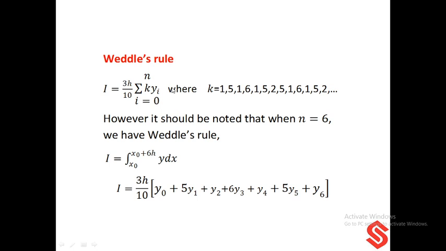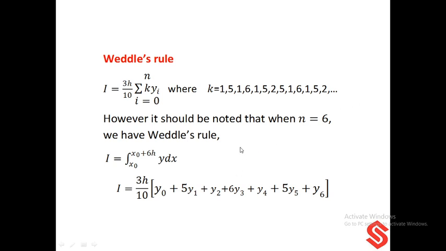Next we have Weddle's rule, that is given by I is equal to 3h by 10 summation i is equal to 0 to n of k i y i, where k takes the values 1, 5, 1, 6, 1, 5, 2, 5, 1, 6, 1, 5, 2, etc.